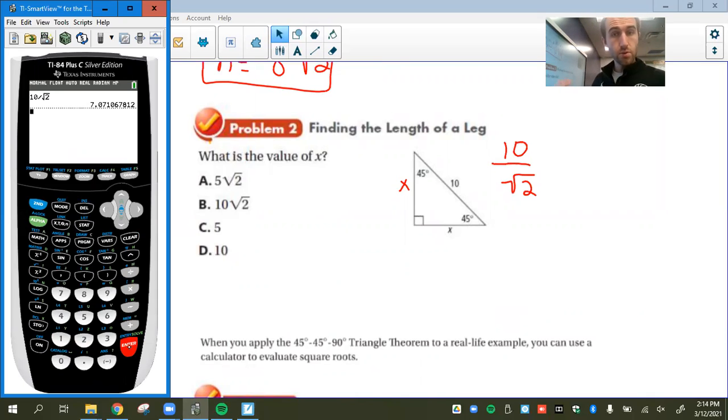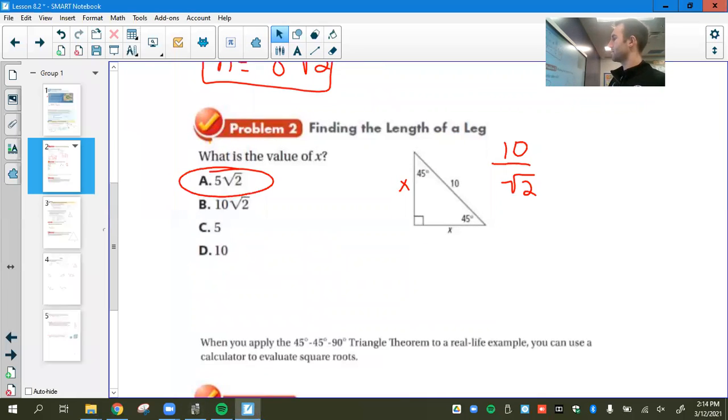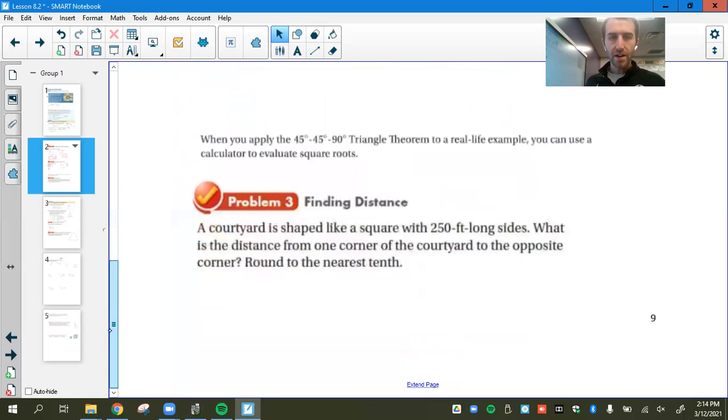So now I'm going to look through the other one. So 5 times root 2, what is that? Just to double check, I want to make sure what 10 root 2 is. Okay, so the answer is just 5 root 2. And there it is. Nice. So you can kind of see from that hypotenuse to get to a leg, you simply divide by root 2. To get from a leg to the hypotenuse, you multiply by root 2. Okay. So let's try it on a word problem.